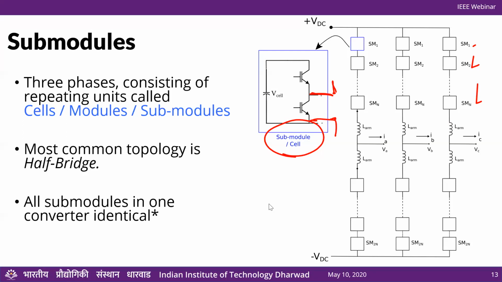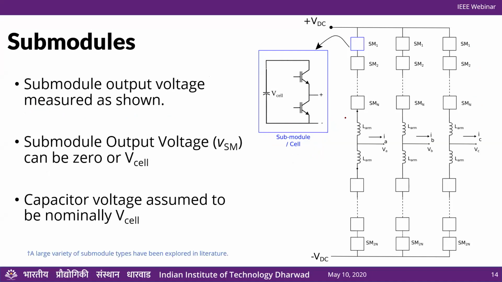Okay. So in one converter, all the submodules are identical for the simple case. There are, of course, topologies which have been produced where submodules are not identical. Some of those are called asymmetric MMCs and so on. So we won't get into that for now. Also, the thing to note is that this submodule can produce only two output voltage levels measured across these two points here. The output voltage can either be V cell when the module is on, or it can be 0 when the module is off. Right. So those are the only two output voltage states that are possible.